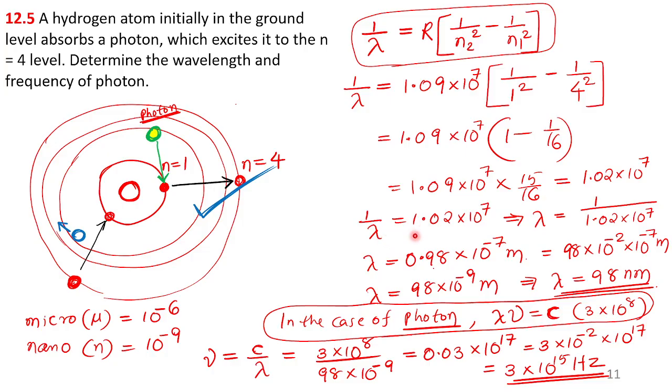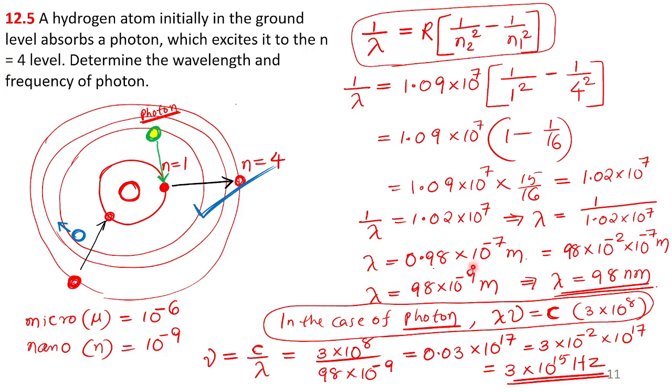Lambda, I have to take the reciprocal. I got 1 by lambda, but I need lambda. To find out lambda, you just take the reciprocal. Lambda equals 1 by 1.02 into 10 raised to 7. Again, that calculation I don't want to discuss. 1 by 1.02 into 10 raised to 7 will be 0.98 into 10 raised to minus 7 meter. This step is clear? Calculation I don't want to discuss.